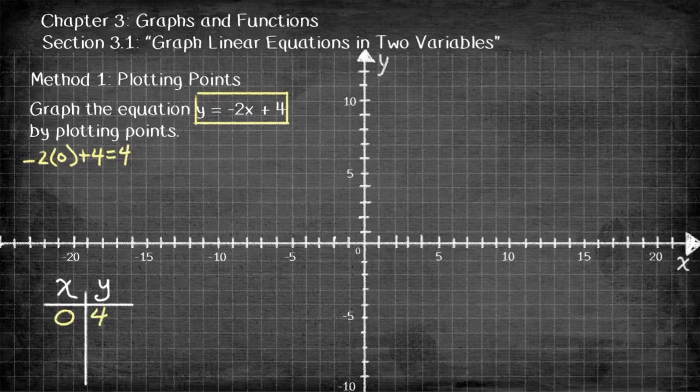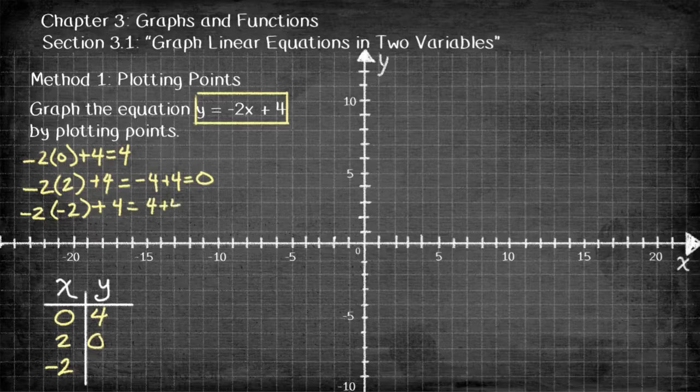And let's pick some more values of x, maybe 2. And we get 0 for a y value. And I would recommend putting in about 3 points. You only need 2 points to make a line. However, it's always a good idea to compute 3 just in case you make a mistake. You'll know you made a mistake if your points don't line up. And again, you can choose any values of x that you like, and you'll still be able to graph the line just fine. So let's graph my 3 points.